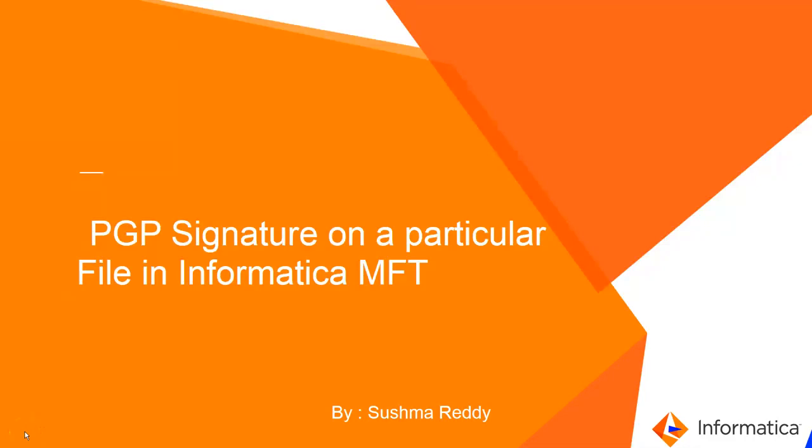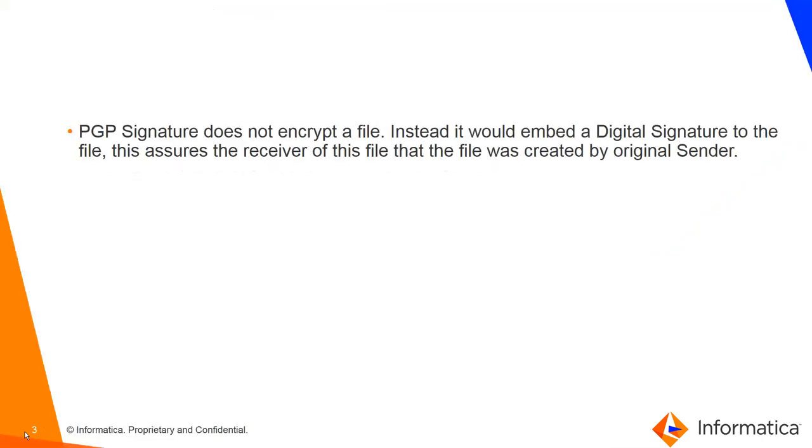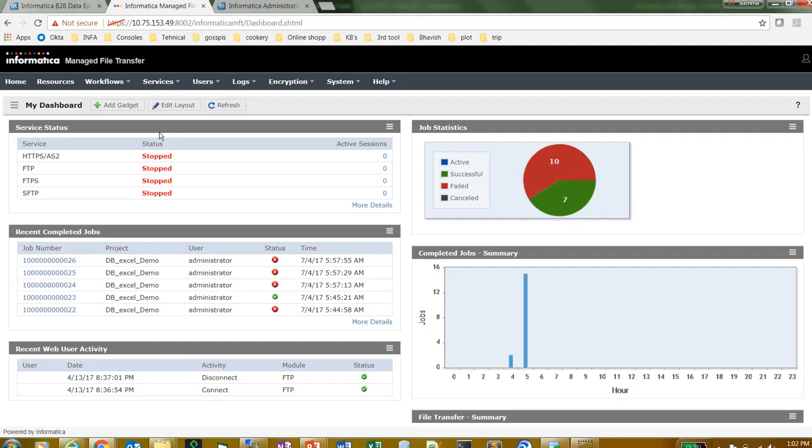My name is Sushma and today we shall see a video on how you can add a PGP signature to a particular file in Informatica MFT. So PGP signature does not encrypt a file, instead it would embed a digital signature to the file. This will assure the receiver of this file that the file is created by the original sender. Let's see the steps involved and how you can add the PGP signature.